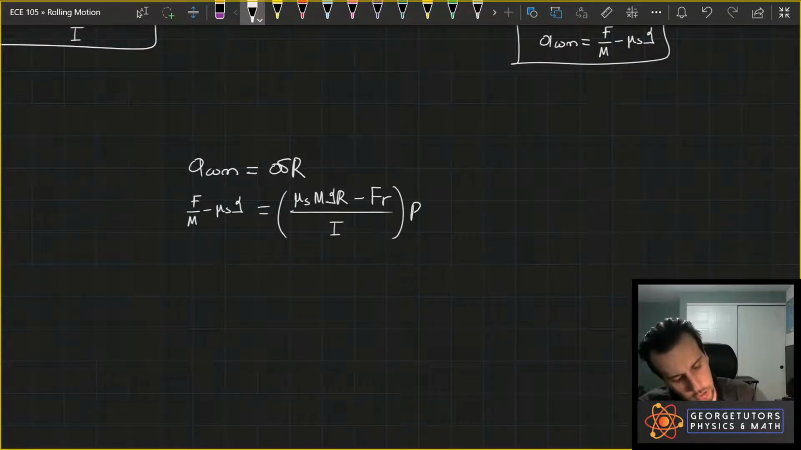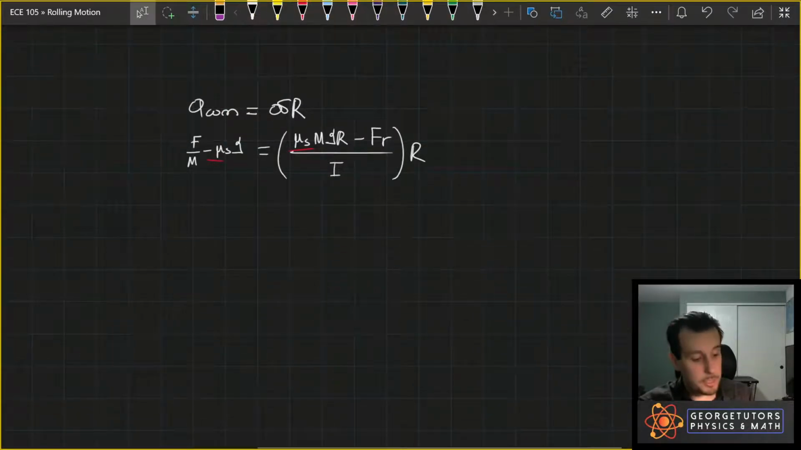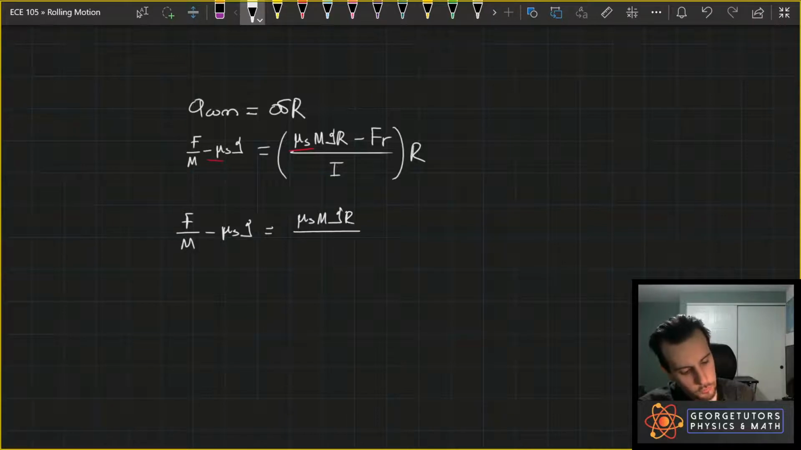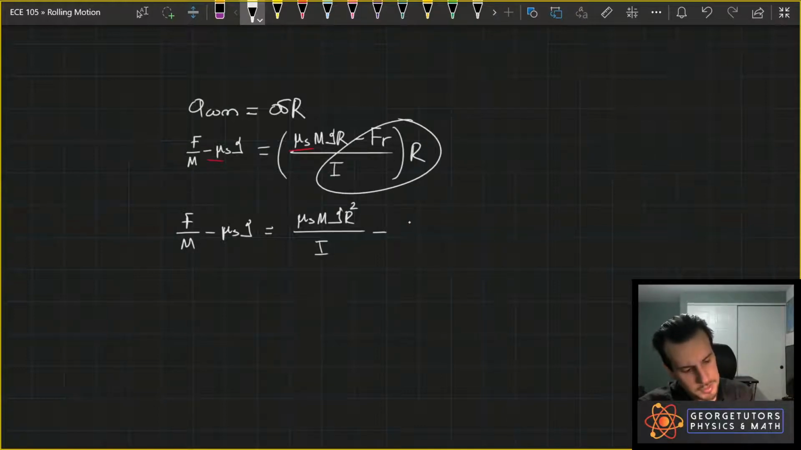Okay. So what I want to do is solve for the coefficient, which is here and here. So I will have to inevitably open this up a little bit. This is a little bit of algebra right now. I get mu s mgr over I minus... don't forget here to distribute your r while you're at it. So we're going to get r squared there. And then for the second term, we're basically going to get these again together: F r capital R divided by I.